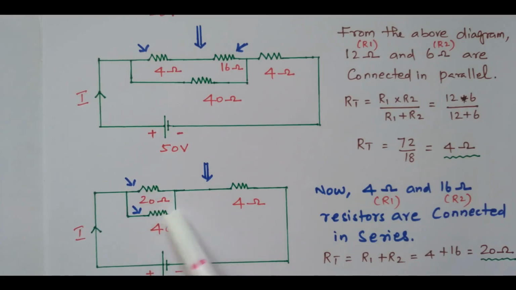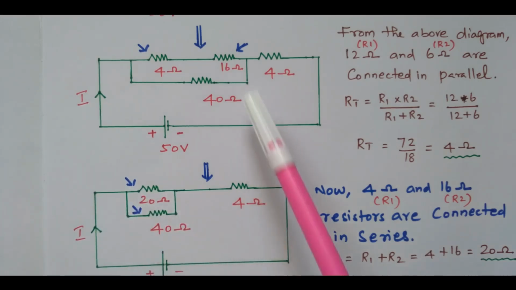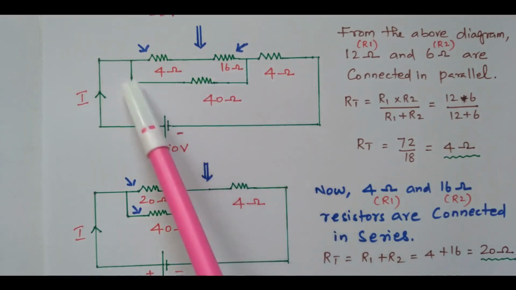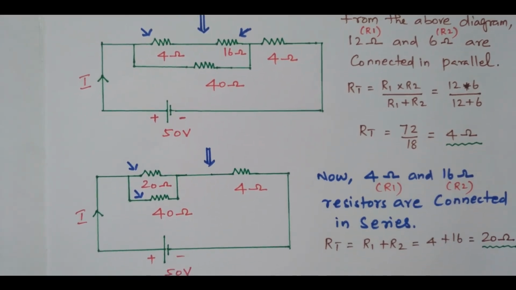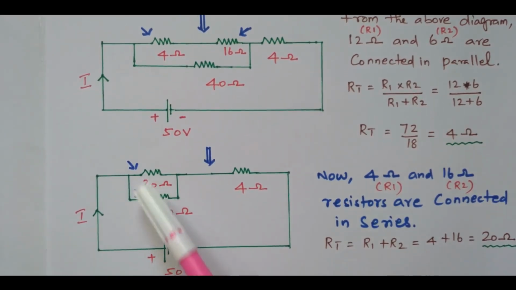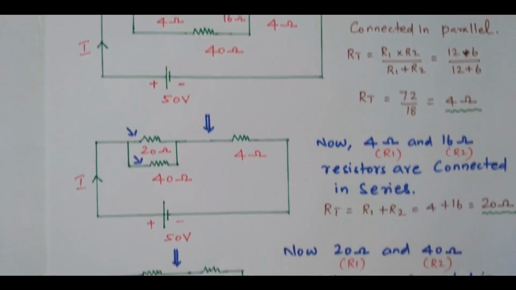We have one more resistor available, 40 ohm. That is connected between 16 and 4 ohm. By seeing this diagram, it is very clear this 20 ohm and 40 ohm are connected in parallel. There is no overlap. These two are connected in parallel now. Now we can replace this with a single resistor. I will go further with this.